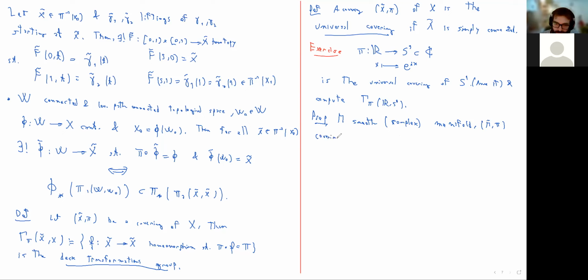But if we take all this theory and we move it to manifolds, the proposition is that if you start with a smooth or complex manifold, and you take a covering of this manifold, so a covering in principle is just a topological space, then this covering can be given a unique smooth or complex structure that makes it a manifold.